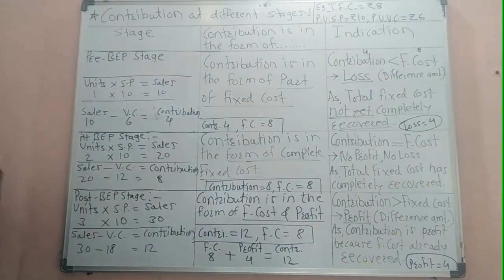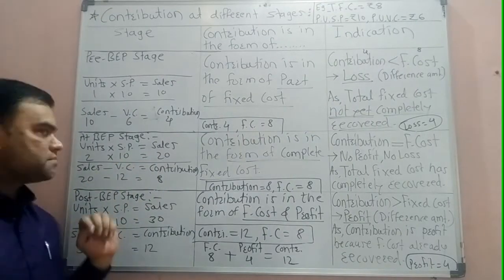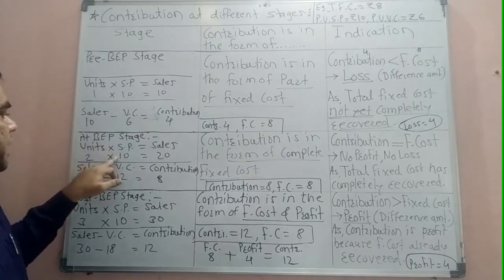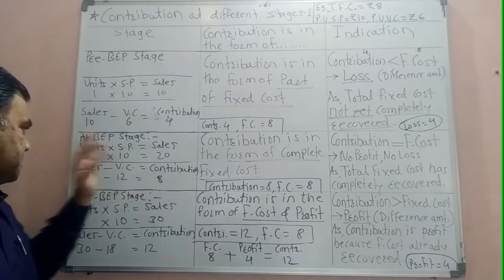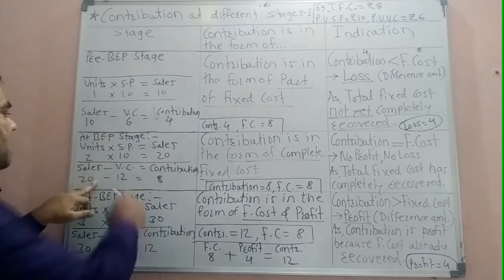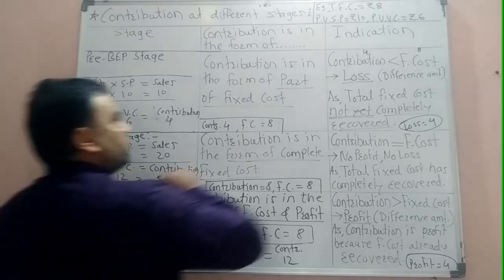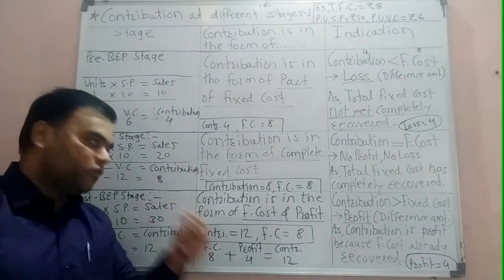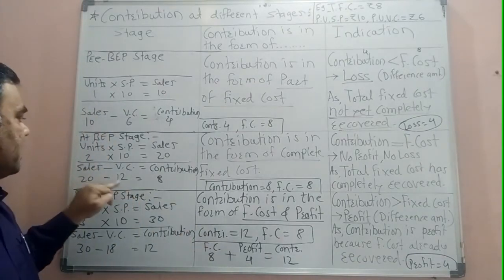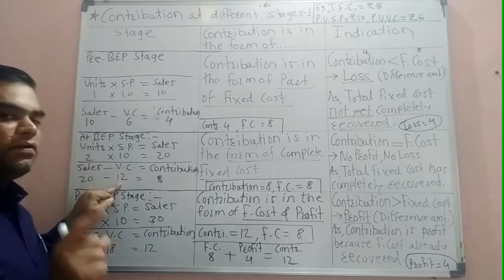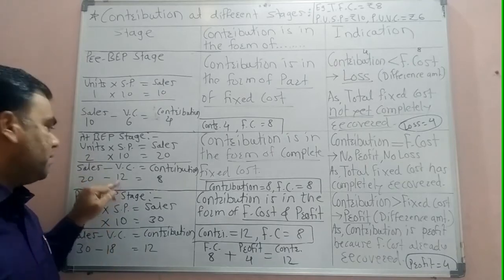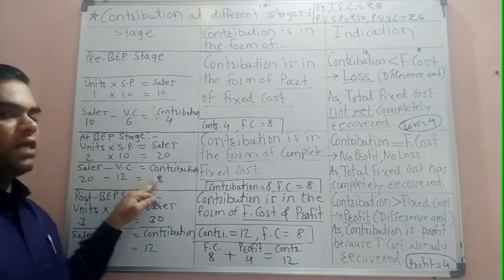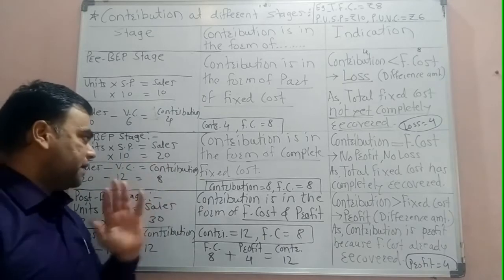But when we sell 2 units, then what happens? 2 units sold at ₹10 selling price. 2 into 10, sales is 20. Then sales 20 less variable cost of 2 units. Variable cost of 1 unit is 6, and variable cost of 2 units will be 12. So sales 20 less variable cost 12, so contribution amount is now ₹8.